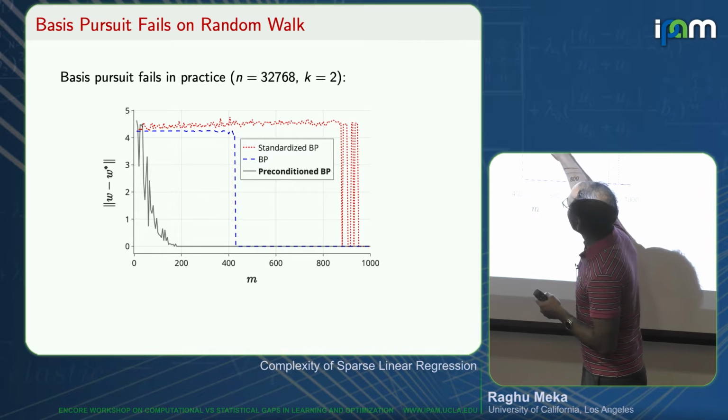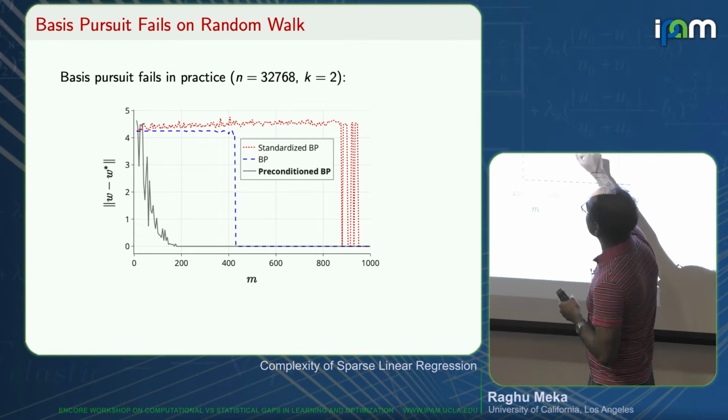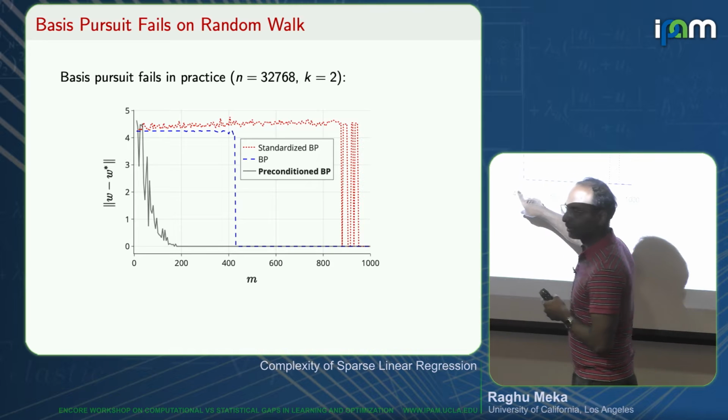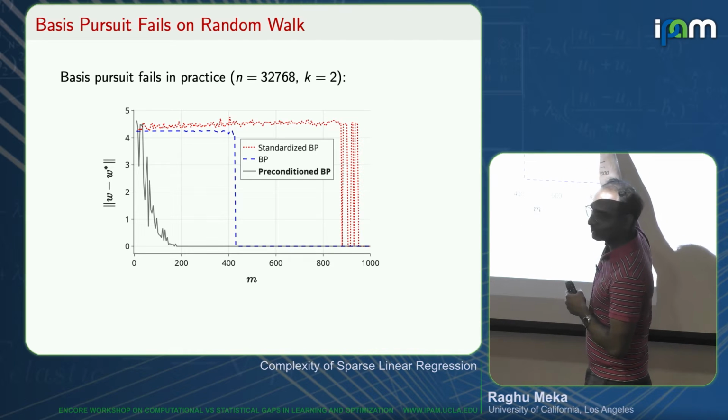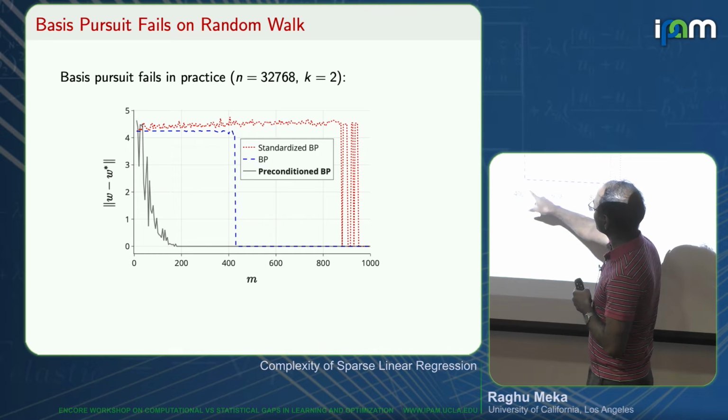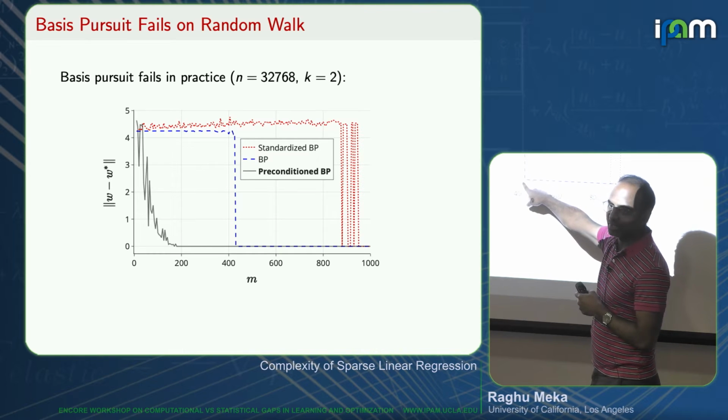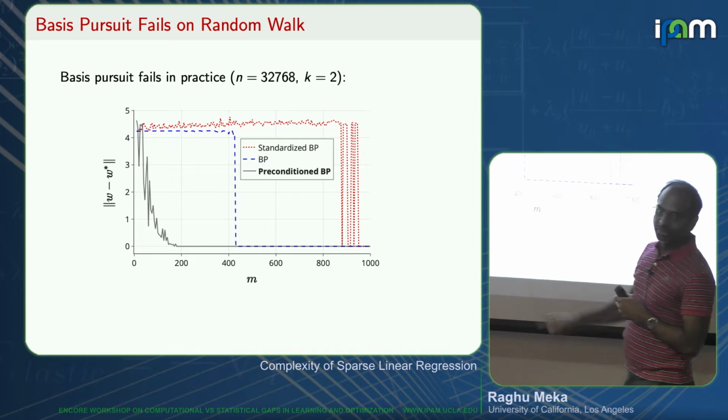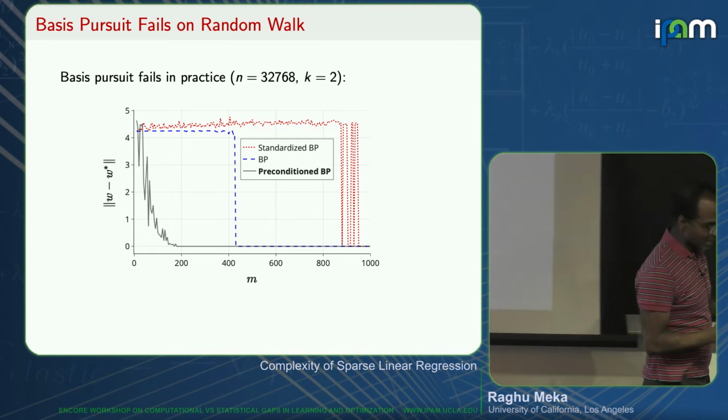And we are going to introduce a new algorithm, preconditioned BP, which you'll see does much better. And this is with sparsity 2. So n is reasonably big, but with sparsity 2, Lasso needs 402 samples, even for this small random walk example.